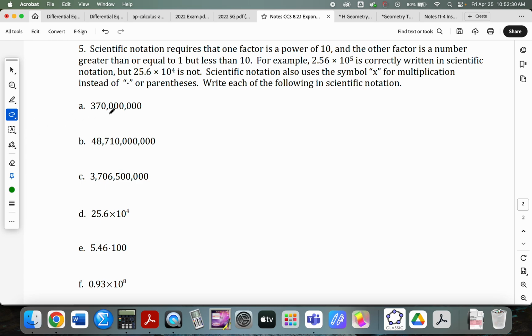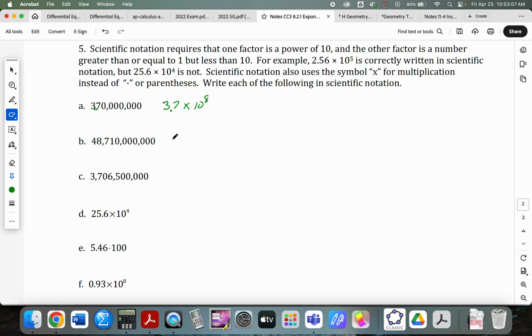So, let's change these each to scientific notation. What number am I going to start with on this? 3.7 times 10 to the, well, if I had the 0.7 here, how many decimal places would I need to move it? Try again. 8. It's 8. Right, you got to move it past the first 2 and then the next 6, so times 10 to the 8th.